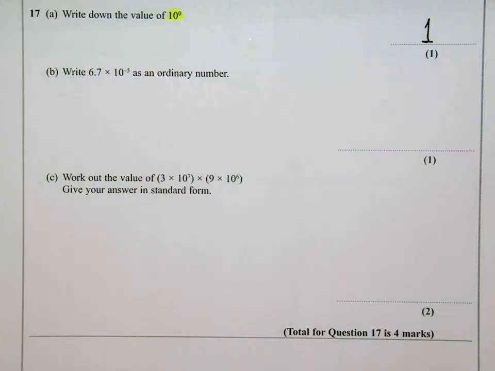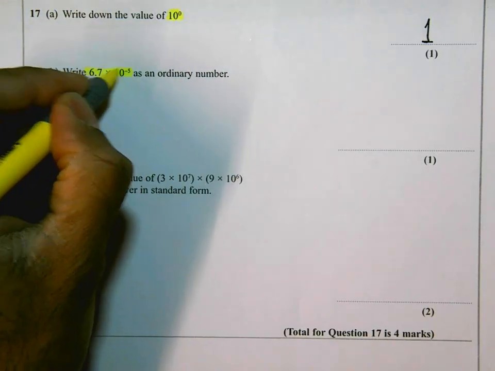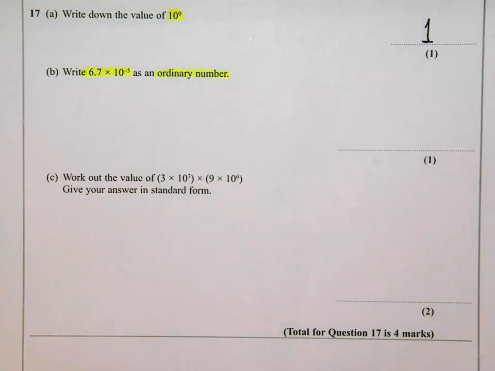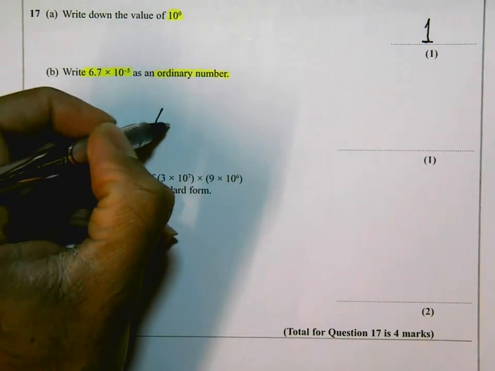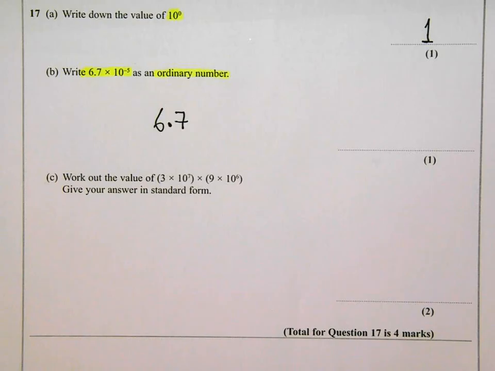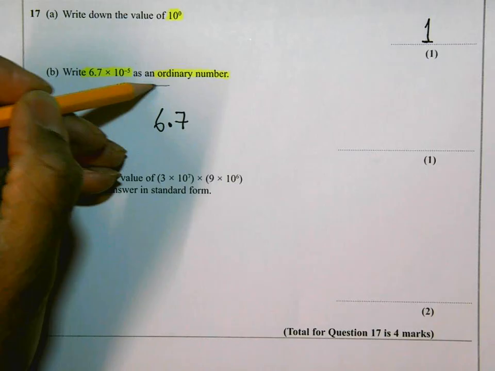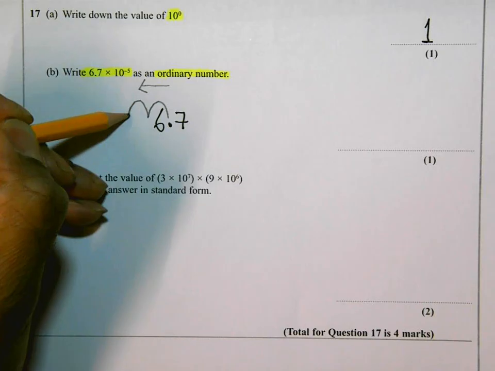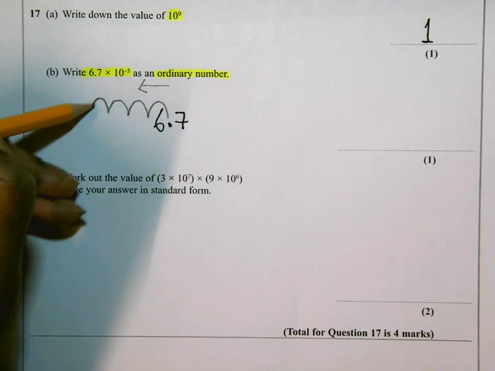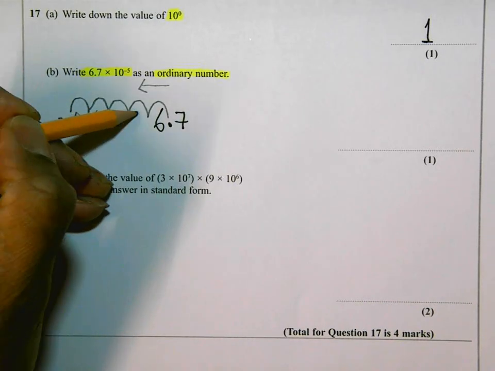Part B, write this number 6.7 times 10 to the minus 5 as an ordinary number. Now this number is written in standard form, so what I need to do is rewrite this as an ordinary number. So I'm going to get 6.7. Now 10 to the minus 5 means I need to shift that decimal point 5 places in that direction. 1, 2, 3, 4, and 5. So my decimal point would end up there, and I'll have 4 zeros over there.